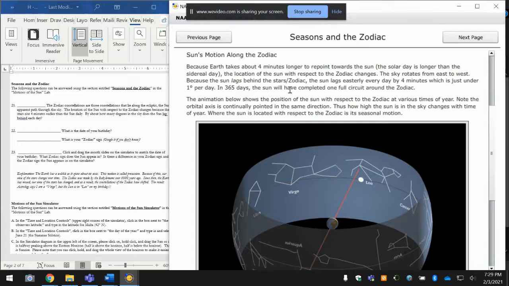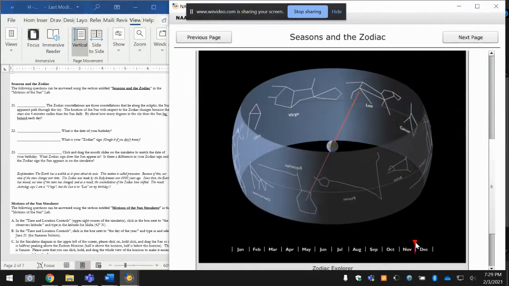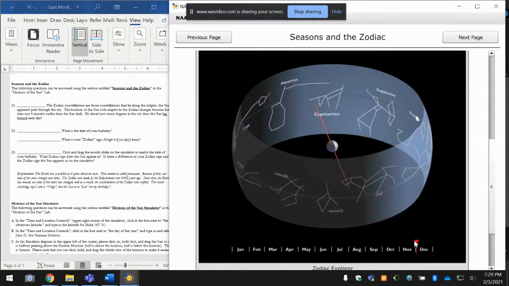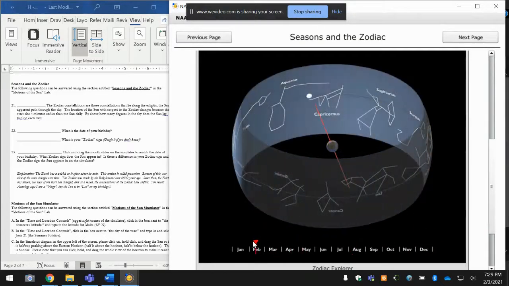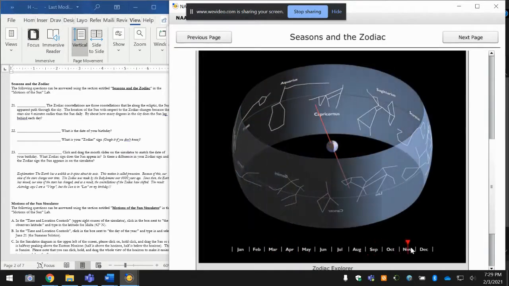And so the sun will traipse through the zodiac over the course of the year. As the stars rise 4 minutes earlier every day, the sun at noontime will be in a different zodiac constellation. You can see how when you slide the slider, it shows the different dates and when the sun is in that particular constellation at noontime.